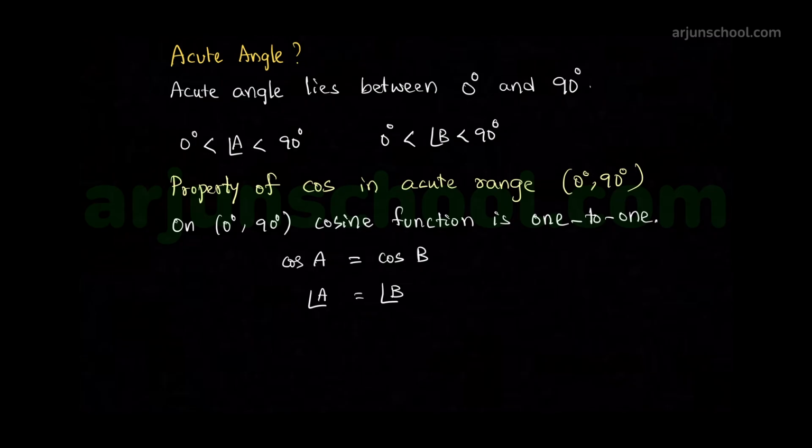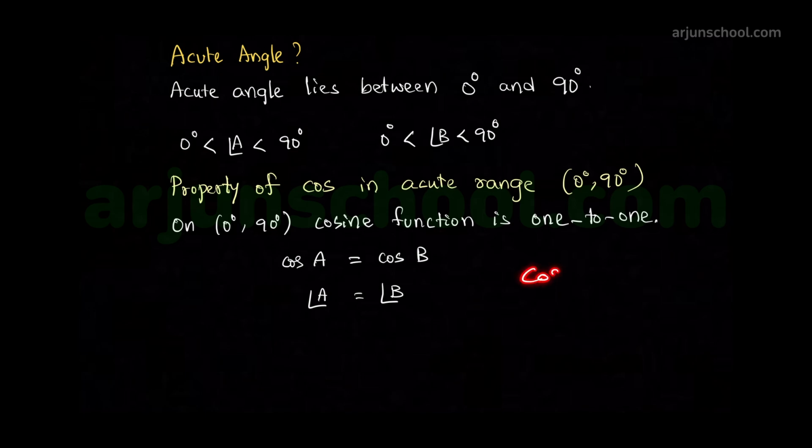We are given cos A is equal to cos B. Since both A and B are acute, cosine cannot take the same value for two different angles in this range. Therefore, the only possibility is A is equal to B.